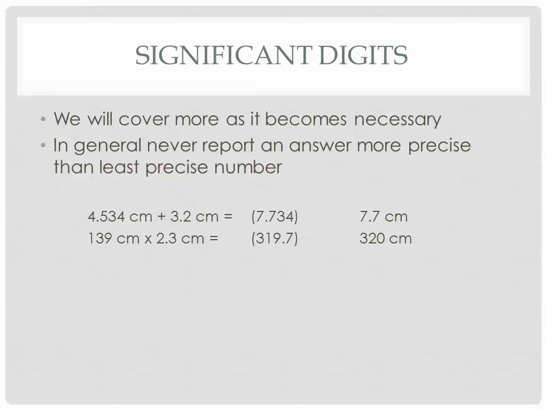You'll notice a similar problem below. That one, 139 centimeters times 2.3 centimeters, because the measurement on the left is only measured to the nearest centimeter, our answer can only be reported to the nearest centimeter. Your answers will be graded according to this, so don't blow off this idea. You need to round your calculations to the least precise number involved in the calculation.